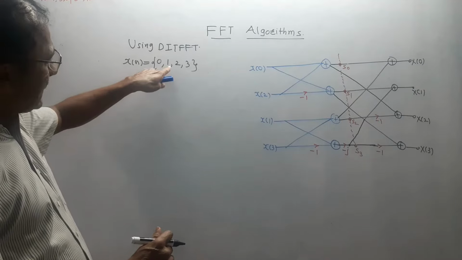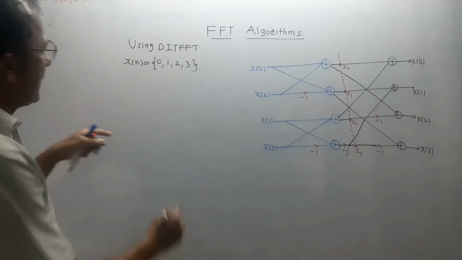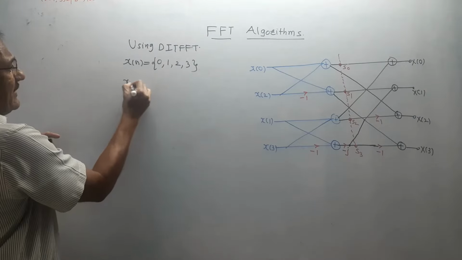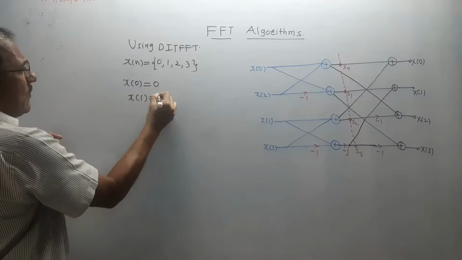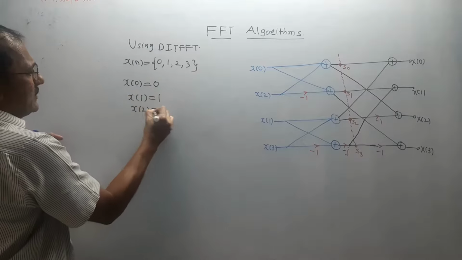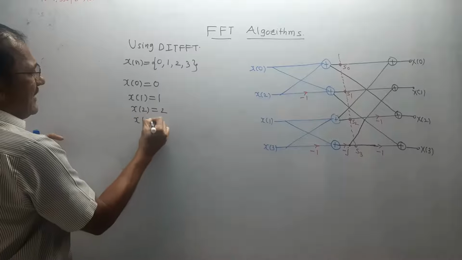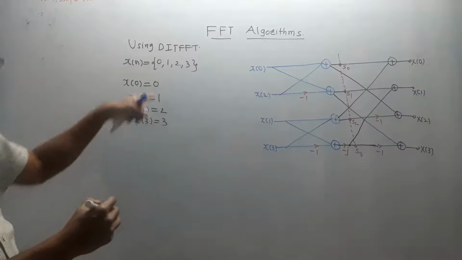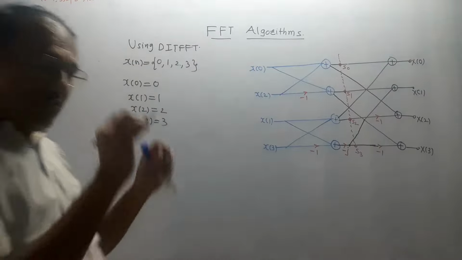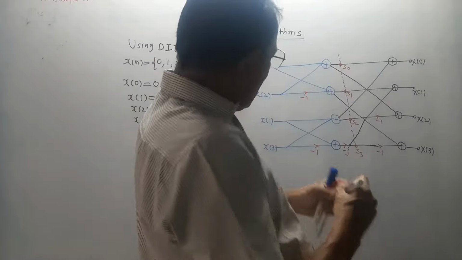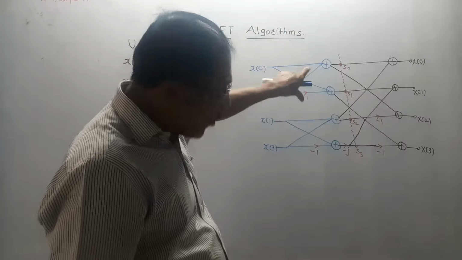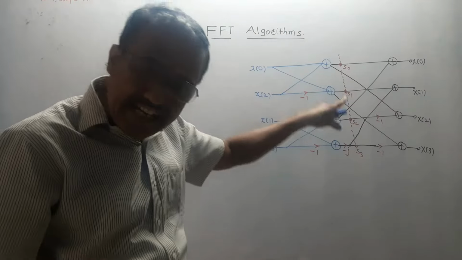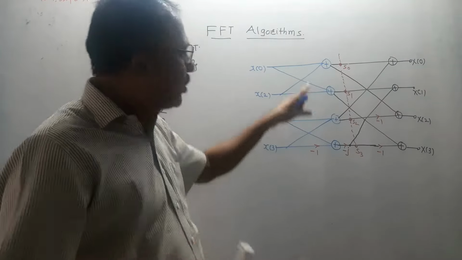So the given samples are 0, 1, 2, 3. From the given sequence, I will write the values like this. X of 0 is 0, x of 1 is 1, x of 2 is 2, x of 3 is 3. Now, very important part. You need to memorize this diagram. This is called the flow graph for FFT, decimation in time algorithm.